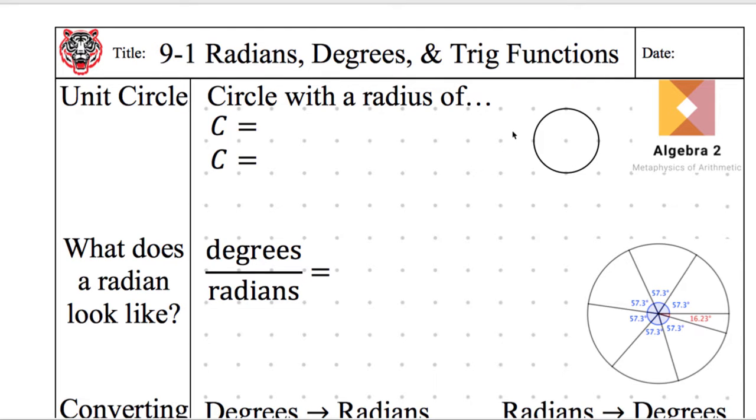This is actually pre-calculus, even though it says Algebra 2 here. This is pre-calculus lesson 9-1, a review of Algebra 2. Today we're talking about radians, degrees, and trig functions. I kind of glossed over what radians are, so I want to do a more in-depth lesson on what radians are.